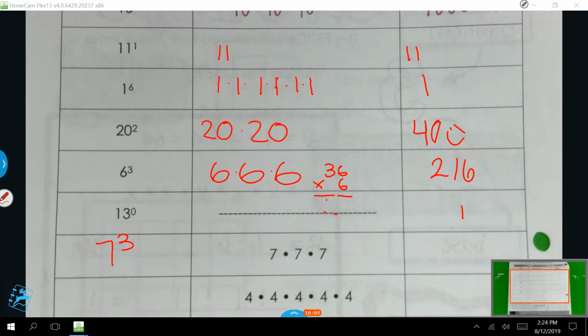So then what's 7 times 7 times 7? 540. Not quite. 343. Questions on that? Can I erase what we got so far?